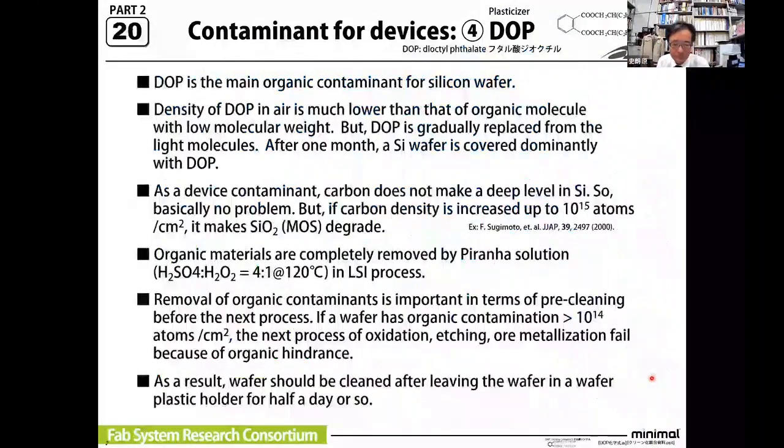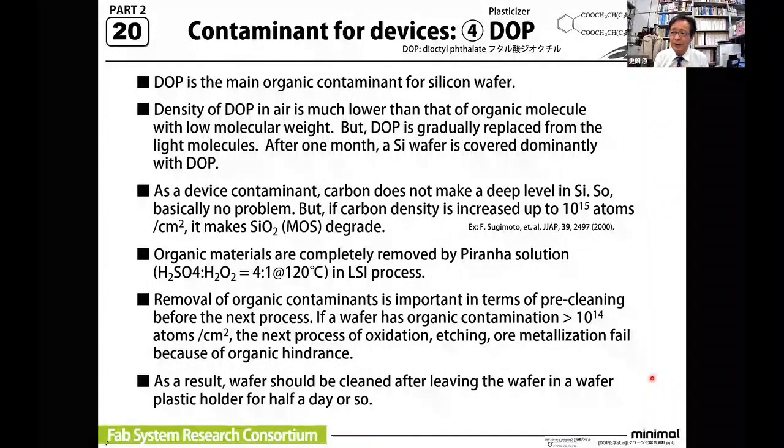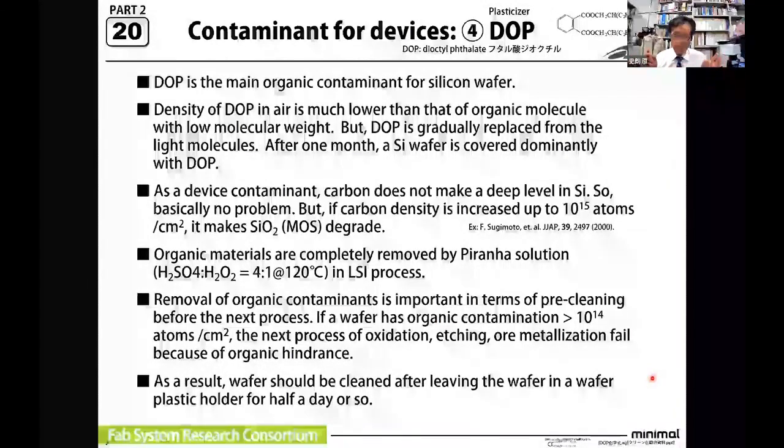Anyway, this is no problem because DOP is cleaned by Piranha solution. So we can clean the DOP. So that's why it's no problem.